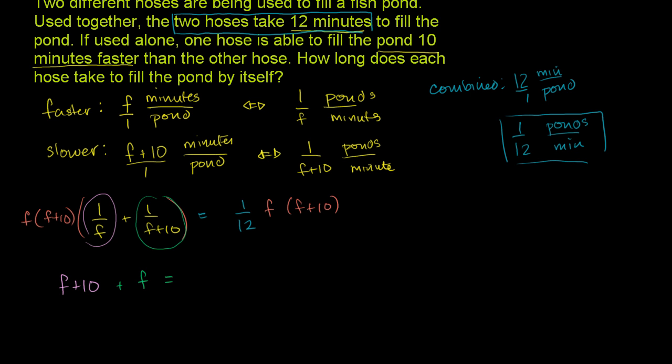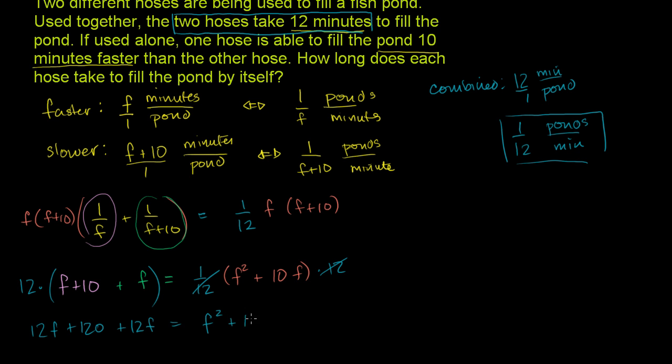So let's just say this is going to be equal to 1 over 12 times f times f plus 10. f times f is f squared plus 10f. And now let's just multiply both sides of this equation by 12. I could have done it in the last step so that we don't have any fractions. So we don't have any fractions. And so the left-hand side, we get 12 times f. We get 12f plus 120 plus 12f. The right-hand side, that and that cancels out, and you are left with f squared plus 10f.